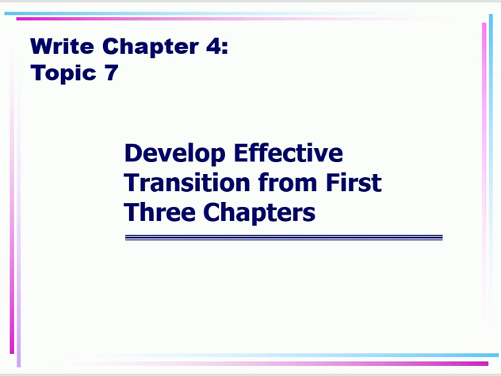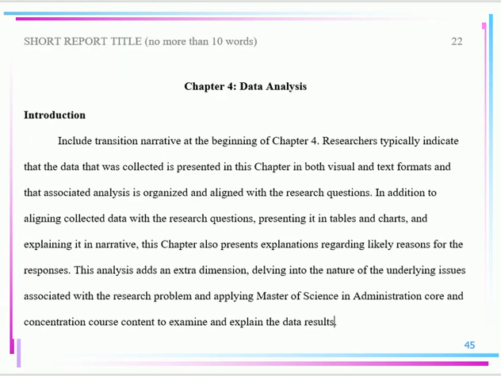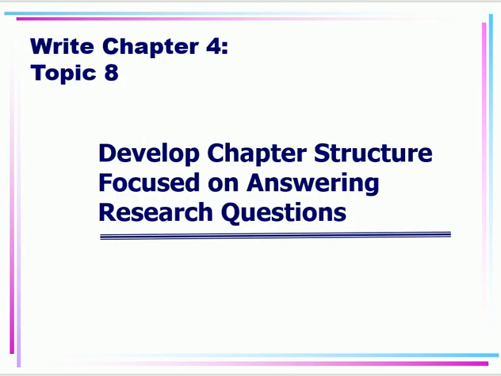I'd like to tell you, I'm a second reviewer on lots and lots of capstone projects, and I will not give an A if there's no analysis in Chapter 4. So you have to have it. So anyway, develop an effective transition from the first 3 chapters. This is from the template. I'm just going to show you the template. It tells you in the template what to do.